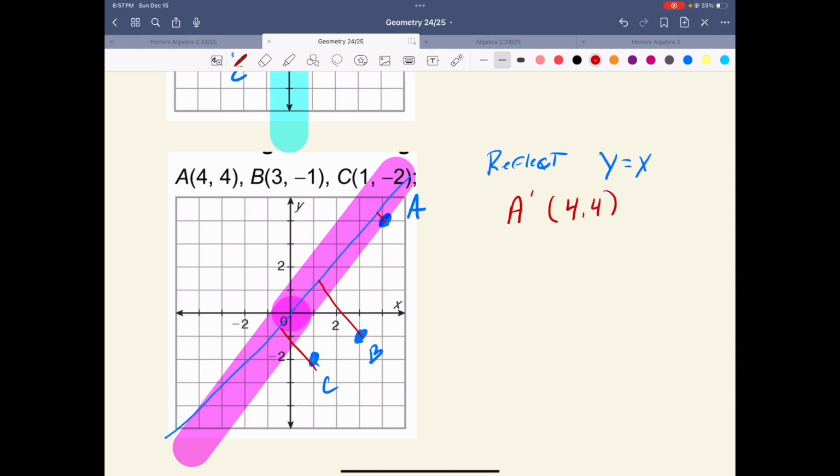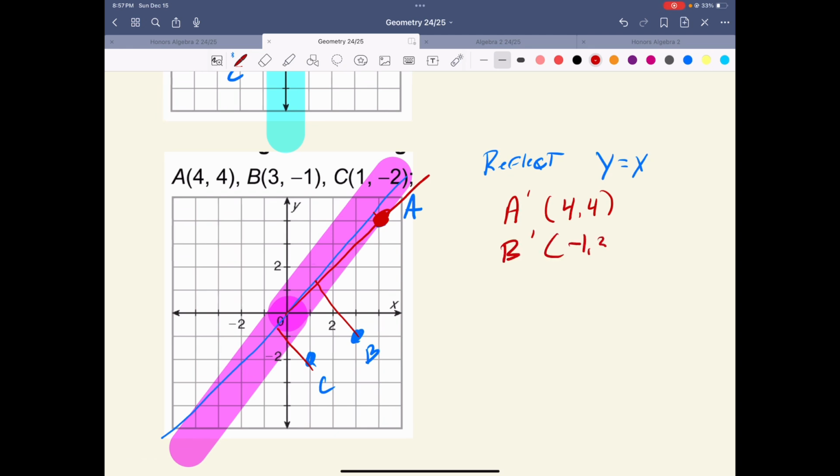I drew it bad because that line is going to be right on that graph. If I actually drew this correctly, that's right on the line. My b prime, just going to switch it around to negative 1, 3. And my c prime, just going to switch it around to negative 2, 1.